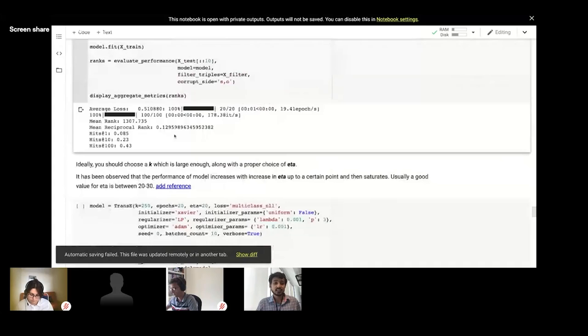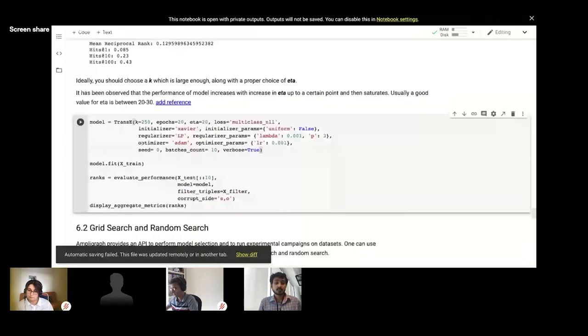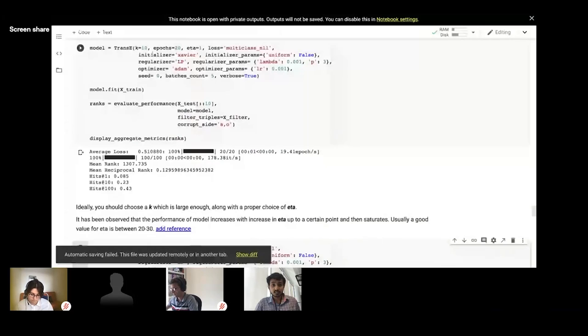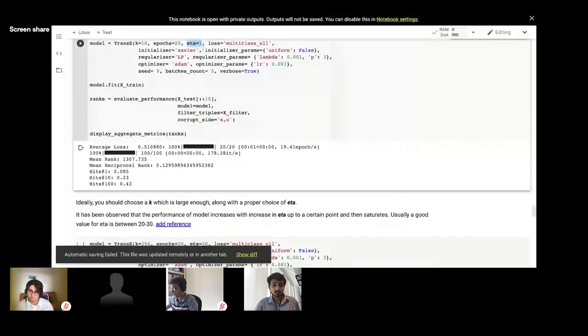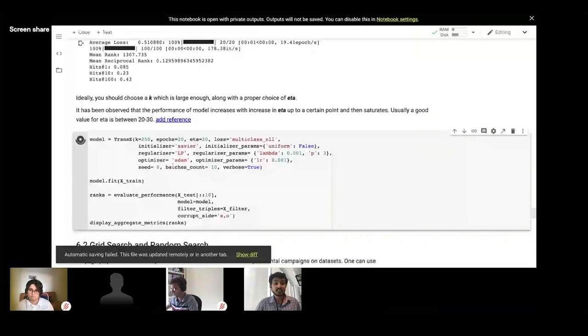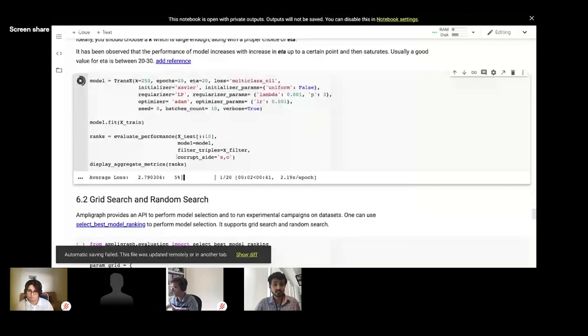So ideally, how to choose this k? What I'd do is use a combination of k and eta. Earlier I had k equal to 10 and eta equal to 1, whereas prior to that I had k equal to 1000 and eta equal to 1. This eta parameter also plays a significant role. By balancing k and eta, we can get almost the same performance as having a large k. Here I'm running the same model, just the difference is k and eta. I'm having a larger eta, that means per positive, I'm generating 20 negatives, and an embedding size of k equal to 250.